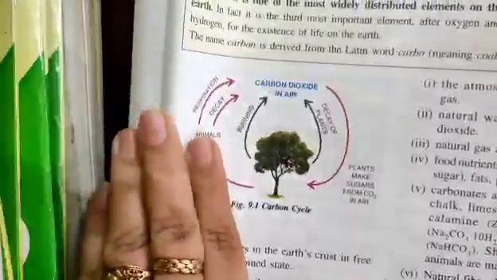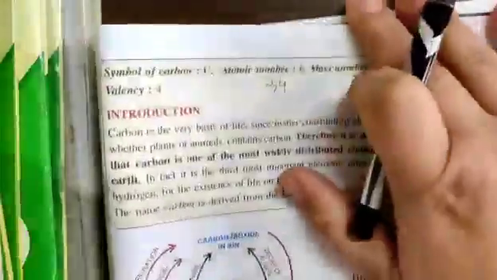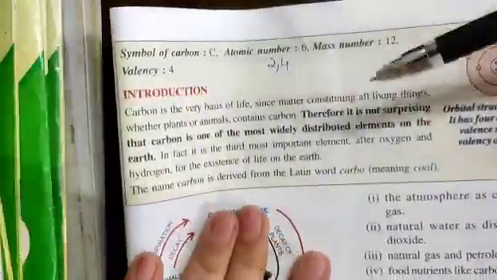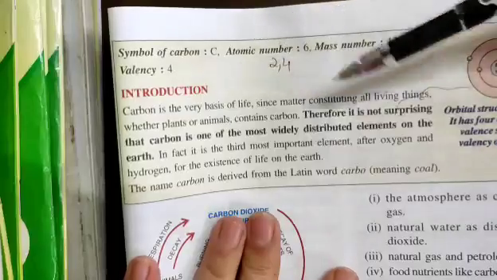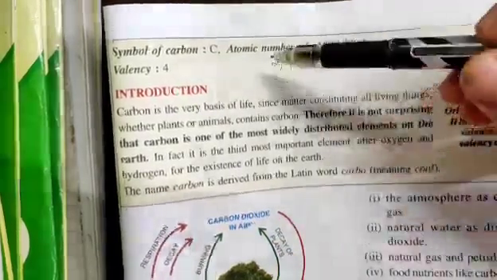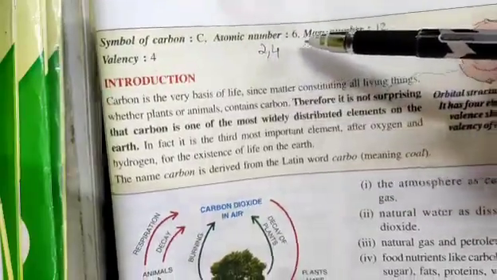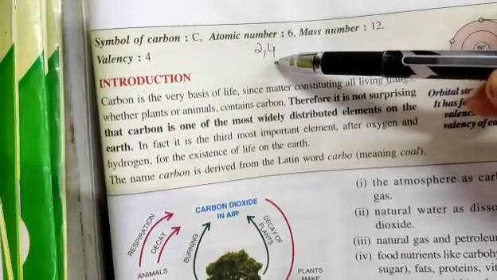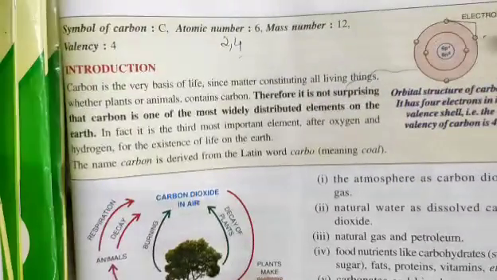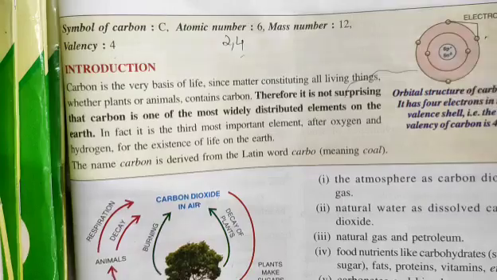Good morning, class 8. Today we will read lesson number 9, carbon and its compounds. First of all, the symbol for carbon is C, atomic number is 6, mass number is 12, and valency is 4. If you do the electronic configuration of carbon, it will be 2 and 4, that is, it has 4 valence electrons in its outermost shell. This is the orbit diagram of carbon, which has 4 valence electrons.